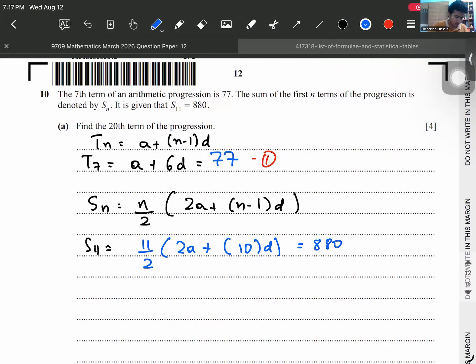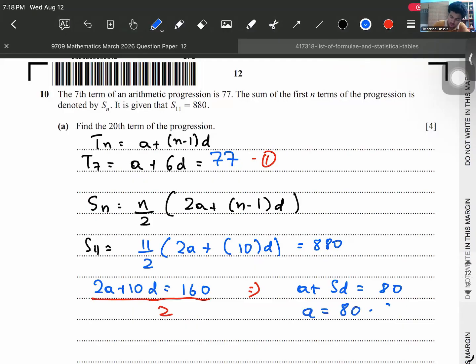880 multiplied by 2 divided by 11 gives us 160. So 2a plus 10d equals 160. Dividing the entire equation by 2 gives us a plus 5d equals 80. So a equals 80 minus 5d.